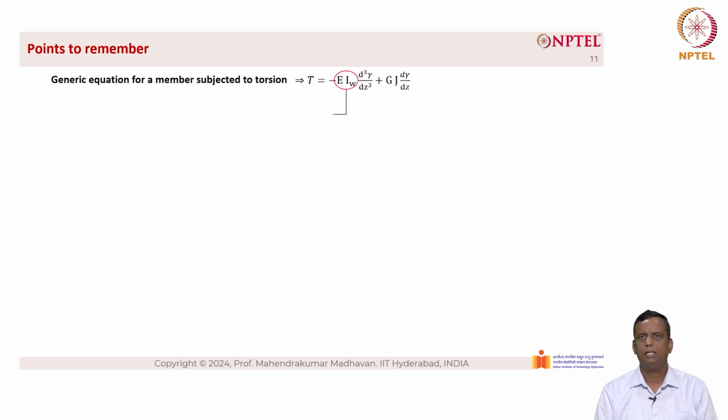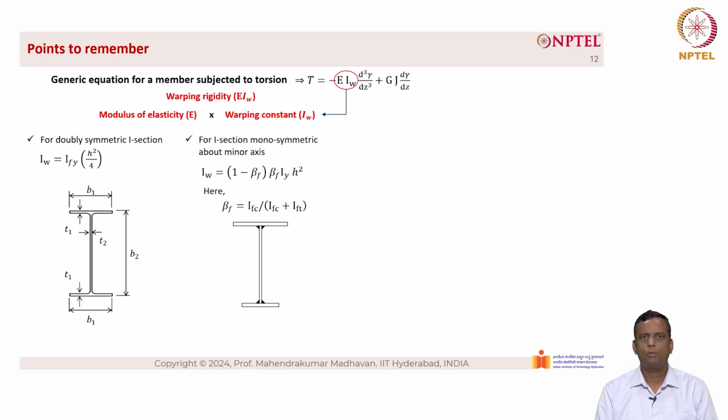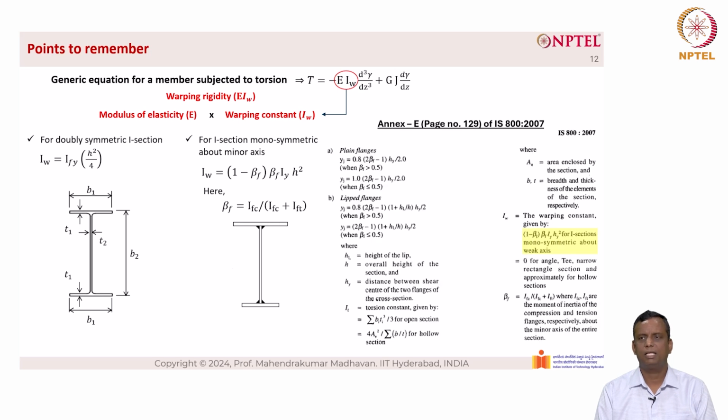Now, let's look at EIW. The EIW is nothing but the modulus of elasticity times the warping constant IW, also known as warping rigidity EIW. So for a doubly symmetric cross section, IW equal to Iy into h square by 4. For an I section monosymmetric about the minor axis, IW equal to (1 minus beta sub f) into beta sub f into Iy into h square, where beta sub f is equal to IFC divided by IFC plus IFT, where IFC is the moment of inertia of the compression flange and IFT is the moment of inertia of the tensile flange. This is given in Annexure E of IS 800.